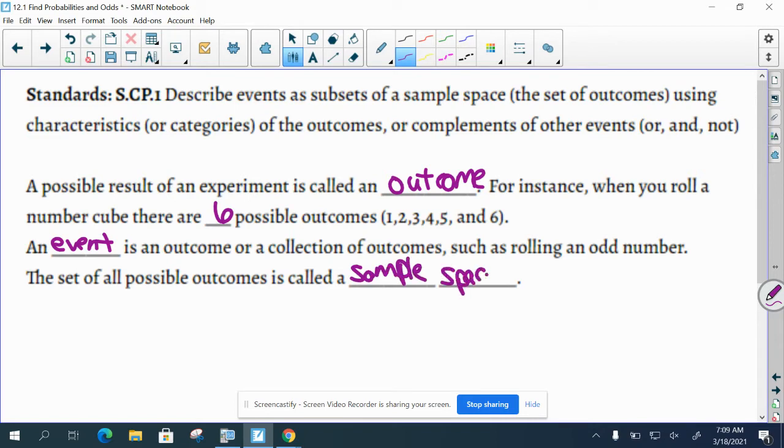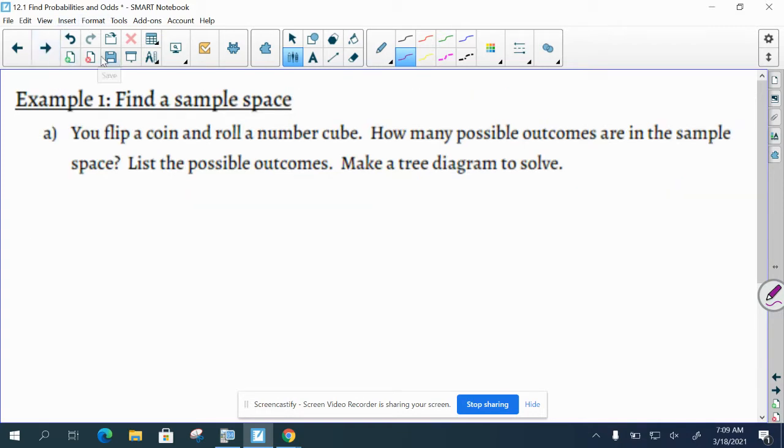Before watching this video, you should have already done the Unit 12 pre-activity, which went over sample spaces and counting how many outcomes there will be in sample spaces. We're going to go over that a little bit today and also talk about how to find probability. The first example is finding a sample space. Say you flip a coin and roll a number cube. How many possible outcomes are in the sample space?